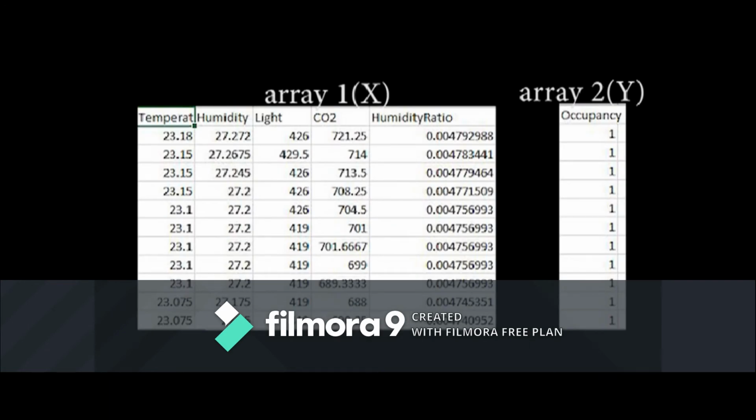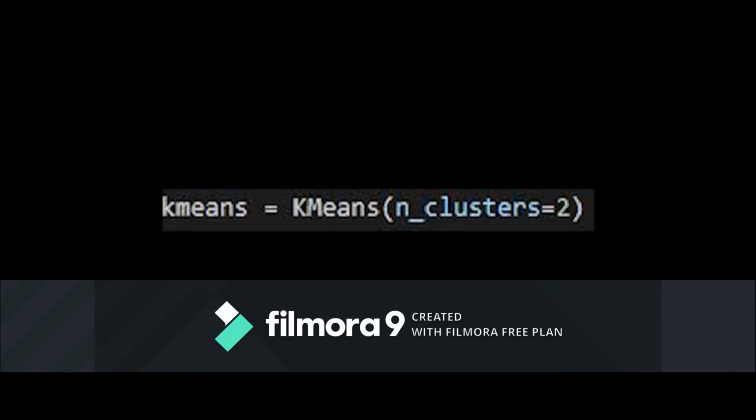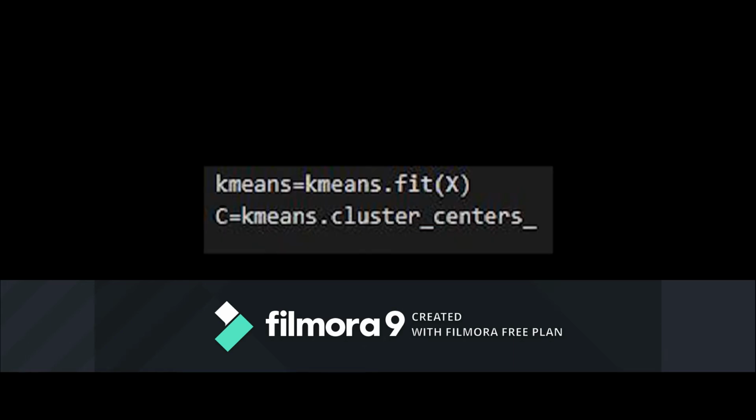The dataset is then separated into two NumPy arrays. The first array contains all the 5 features, while the second array contains only the output column. After that, we define a variable named kmeans to initialize the KMeans module with parameters. The parameter is set as number of clusters equal to 2, as we only have 2 outputs for occupancy, which are 1 and 0. This parameter can be modified if more clusters are needed. The first array is then fed into the KMeans model to produce 2 clusters.